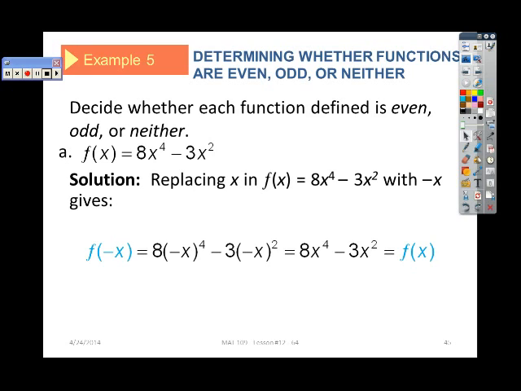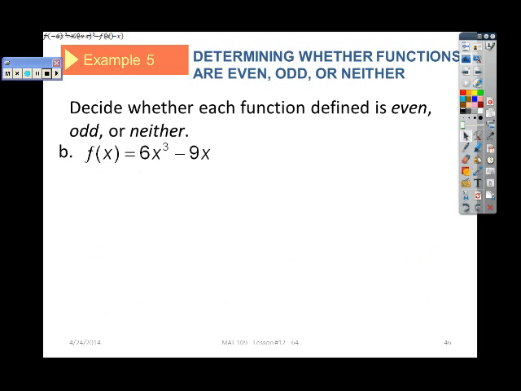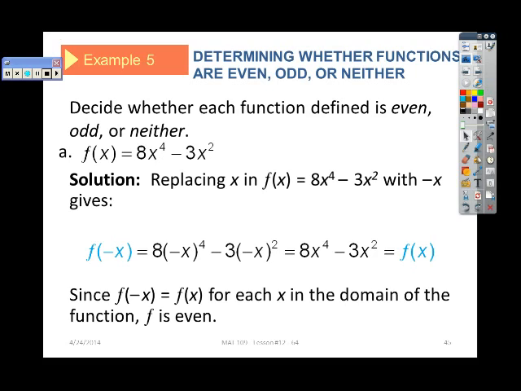Once I go through all the simplification, it turns out for this function, it gets me right back where I started from. Or in other words, f of minus x equals f of x. This is an even function because f of minus x equals f of x. Even function. And notice the exponents are even numbers.